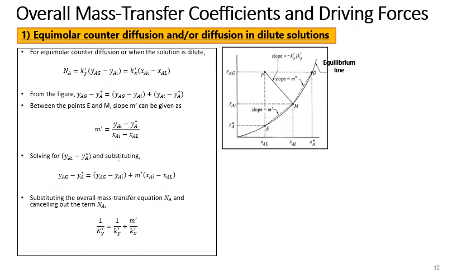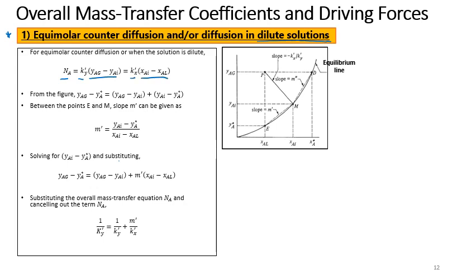Okay, let's have a look at how to use the overall mass transfer coefficients and driving forces for equimolar counter diffusion and or diffusion in dilute solution, because as we mentioned previously, if we have dilute solution, then it can be approximated as equimolar counter diffusion expressions, because 1 minus YAIM and 1 minus XAIM would be almost equal to 1. So the expression for equimolar counter diffusion, or when the solution is dilute, is NA equals Ky times YAG minus YAI in the gas phase term, and equals Kx times XAI minus XAL.